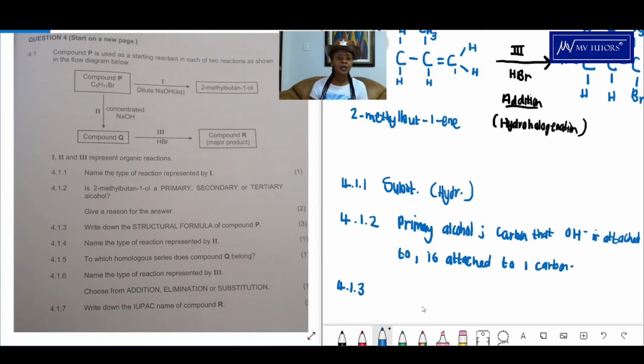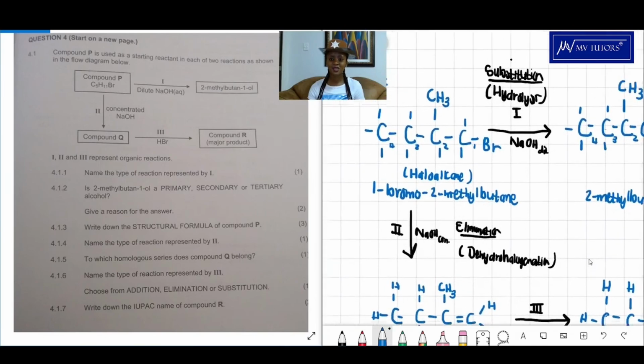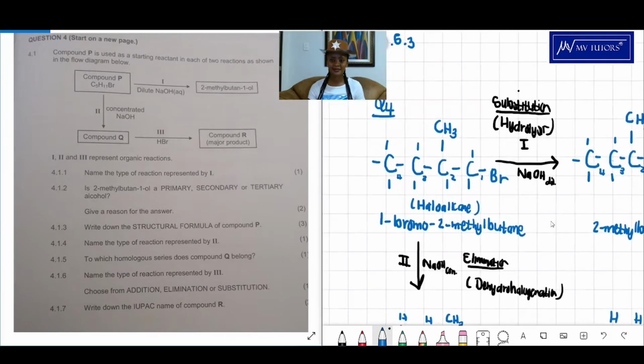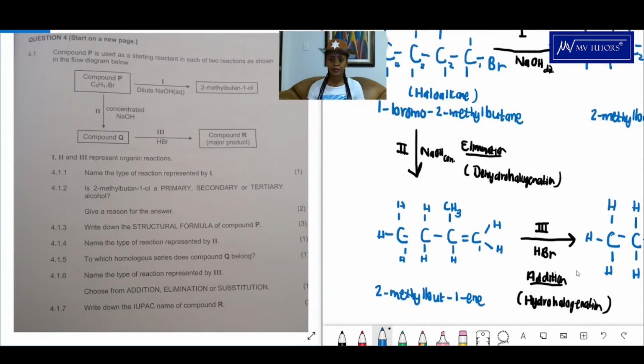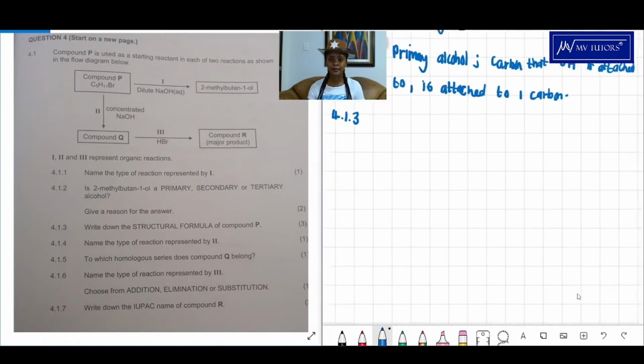Well, yeah, so write down the structural formula for compound P. Okay, guys, we've already done it. We did it here. So you just take a copy of this structure here. Oh, but okay. No, let me do it proper. So the structural formula for compound P. Okay, I'm going to do it proper.